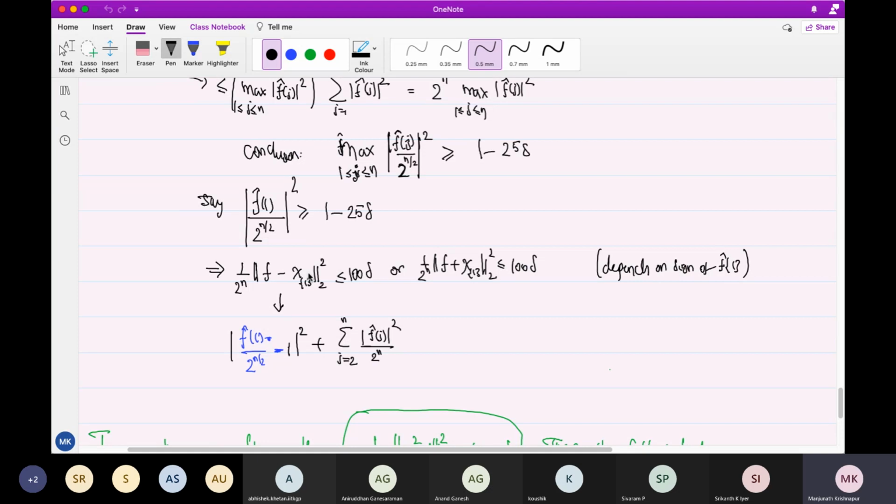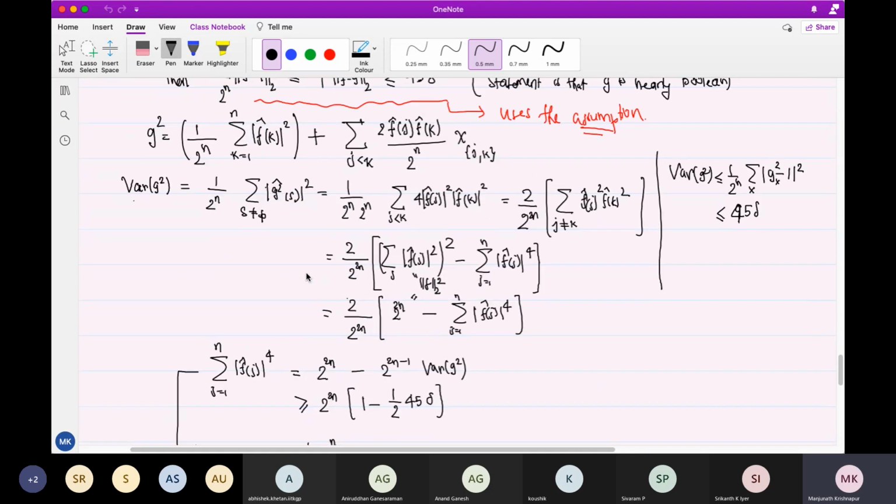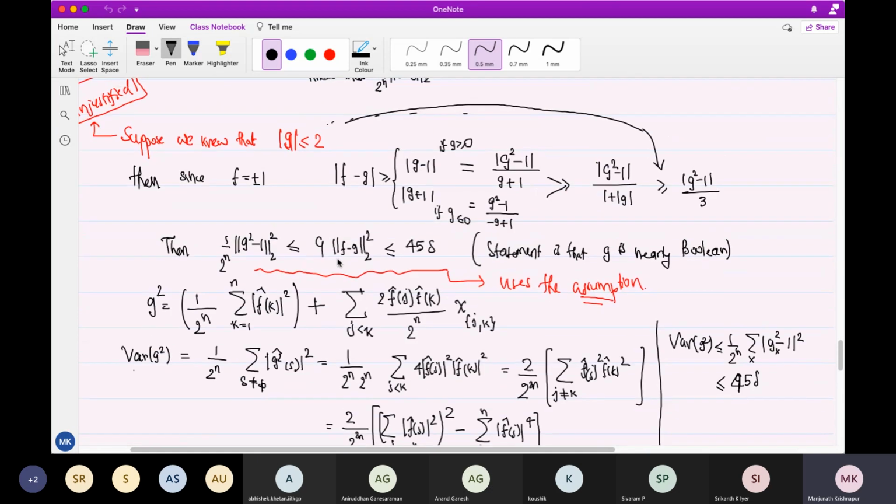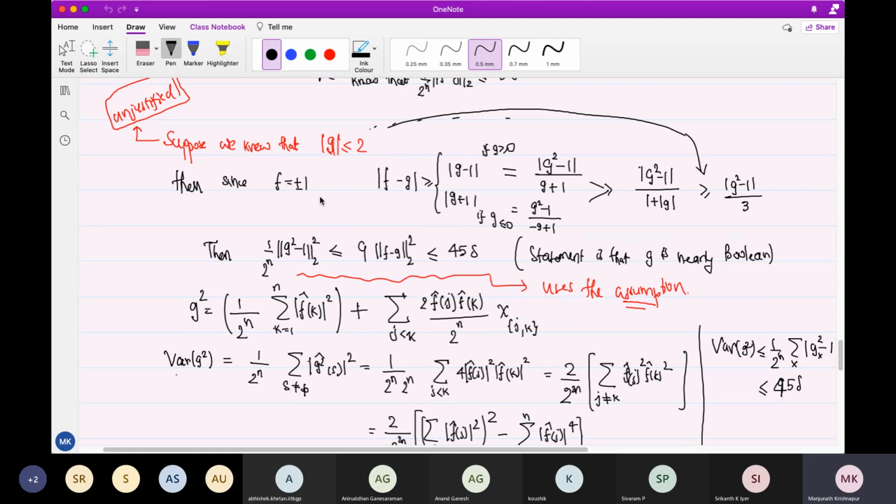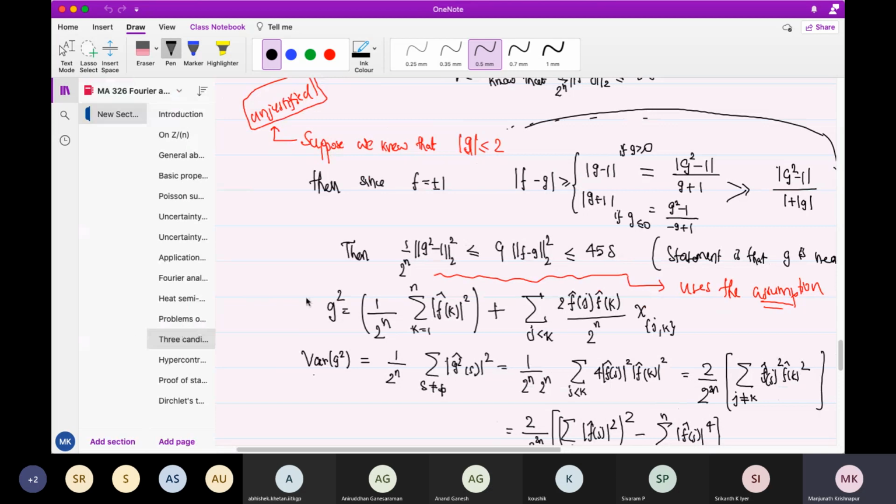Okay, maybe this is something I will come back to and recap. But the point is to show that the L2 norm squared of g squared minus 1 is smaller than 45 delta times 2 to the n. And in this proof, if you assume g is less than 2, then it is okay, otherwise it's not true. So that's where we have to use the hypercontractivity of the Bonami lemma. Okay, so now I will go to that proof, but before that, any questions on this?